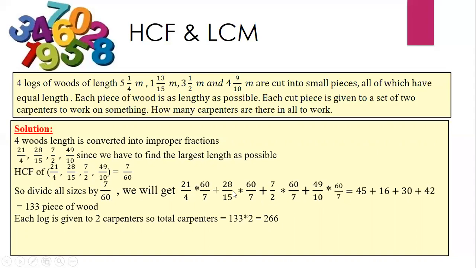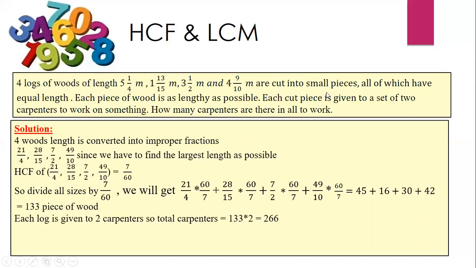So you will get, in the first case we have 45 pieces of wood. The second case we have 16 pieces of wood. The third case we have 30 pieces of wood, and the fourth case we have 42 pieces of wood. Altogether there are 133 pieces of wood.